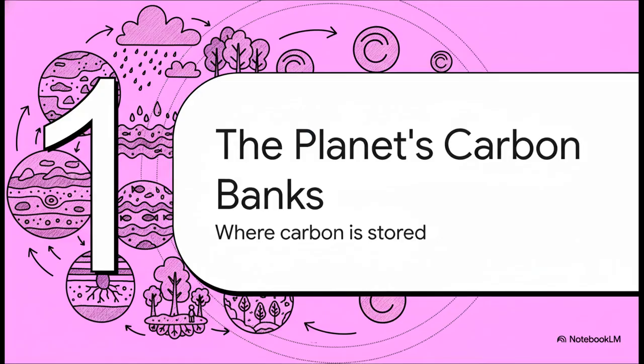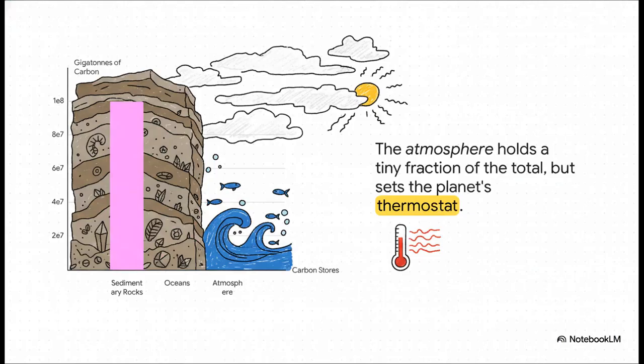So first things first, let's look at where all this carbon is actually kept. It's easiest to think of them as the planet's carbon banks, or reservoirs. There are a few really big ones, and you'll see that the amount of carbon they hold varies a lot. Okay, now this is where things get kind of wild. Just look at the staggering difference in scale here.